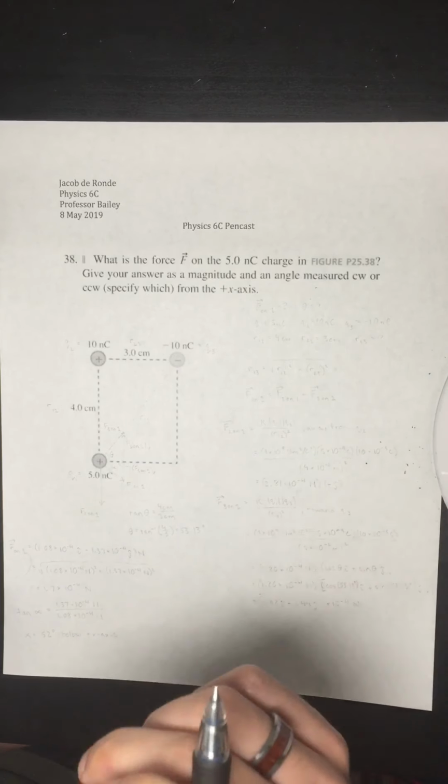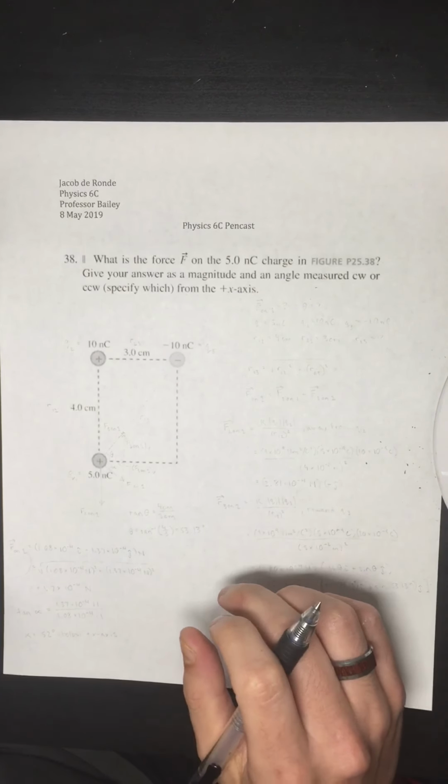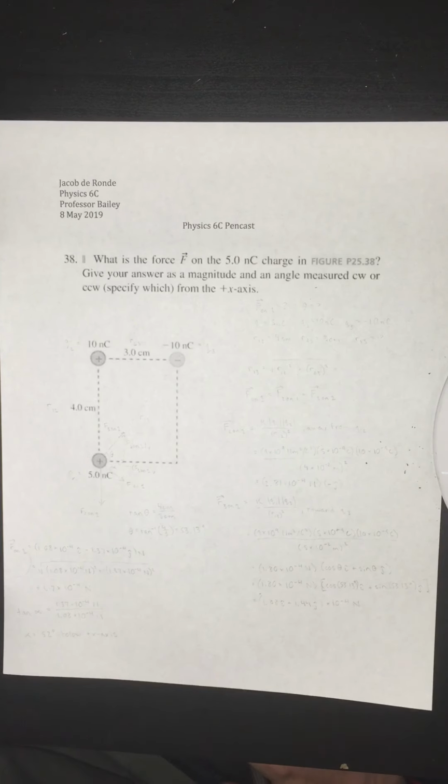Hi, so this is a pencast for Physics 6C, problem 38 on homework 1. The problem reads, what is the force on the 5 nanocoulomb charge in the figure? Give your answer as a magnitude and an angle measured counterclockwise or clockwise from the positive x-axis.